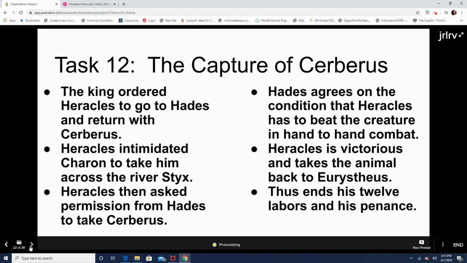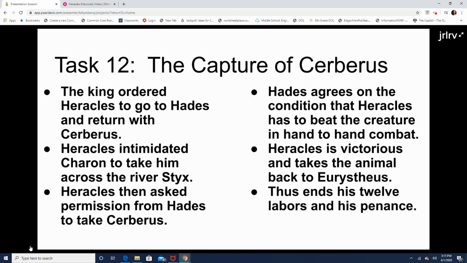Task 12, the capture of Cerberus. We will stop here and talk about who Cerberus was. A lot of my students already knew, or they know because we had talked about it, or they knew from just prior knowledge. Of course, Cerberus is the 3-headed dog who guarded the underworld.